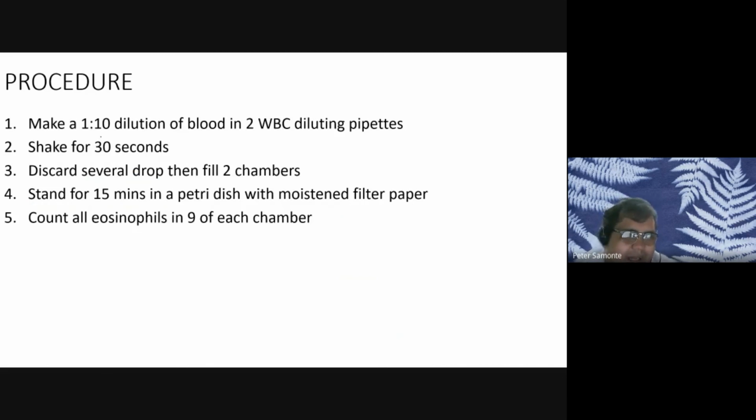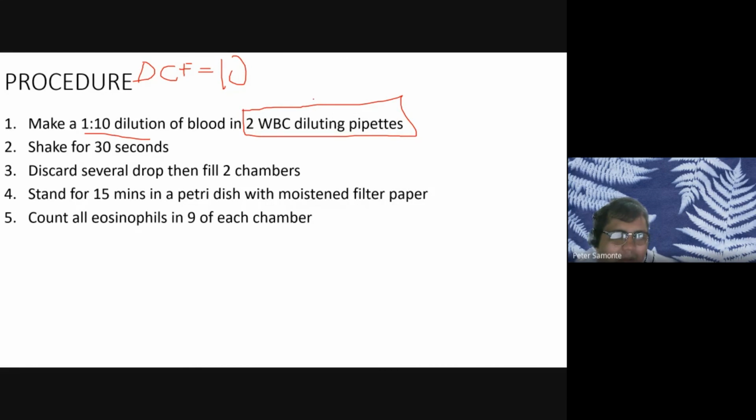Now, the procedure, class, is you're going to make a dilution of 1:10. Now, if your dilution is 1:10, your dilution correction factor would be 10. But this time, class, there's something different. You're going to use two WBC diluting pipettes. Now, you may be wondering, why? Why two? I'll explain that later. You're going to shake for 30 seconds. Discard several drops, then fill 2 chambers. What are these 2 chambers, class?